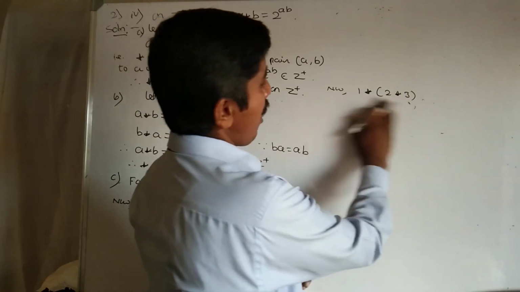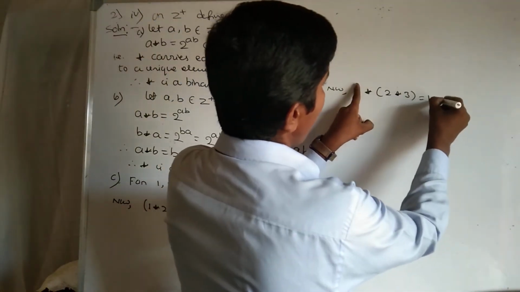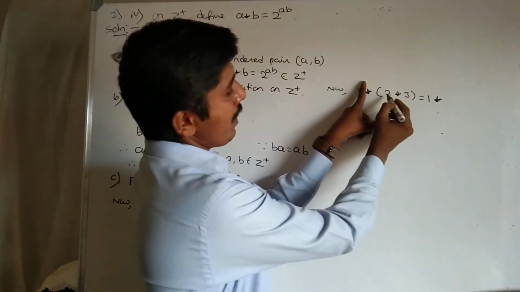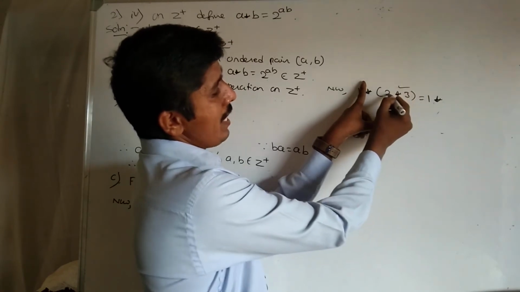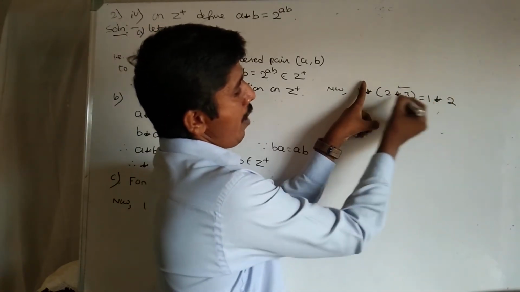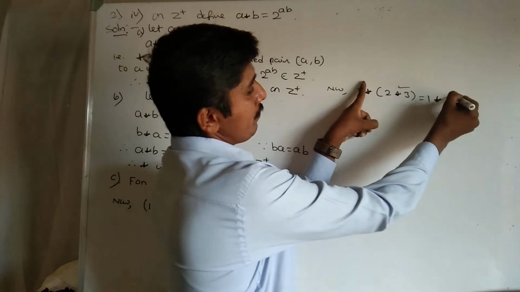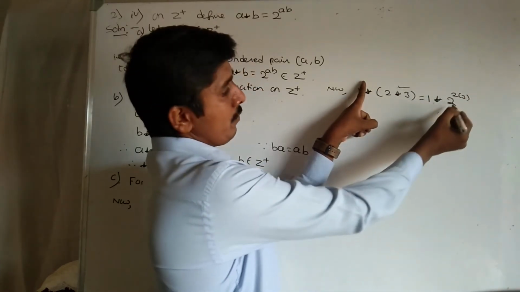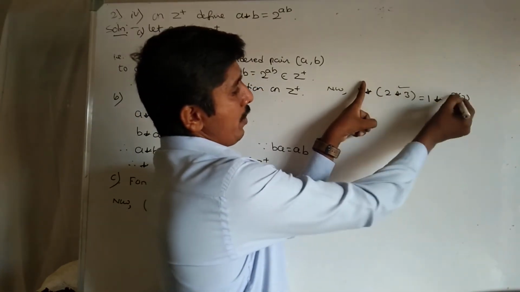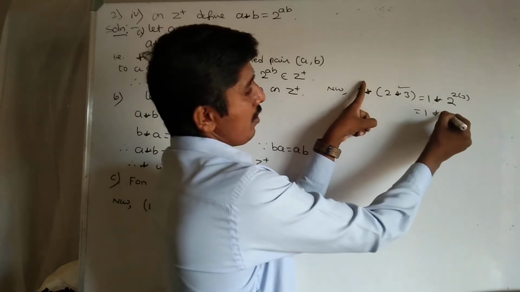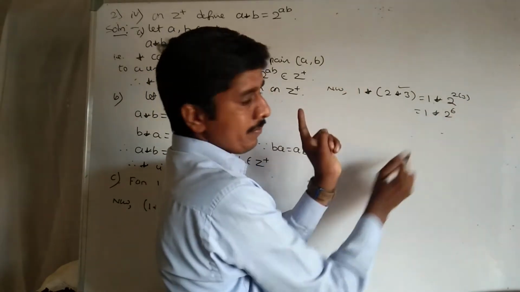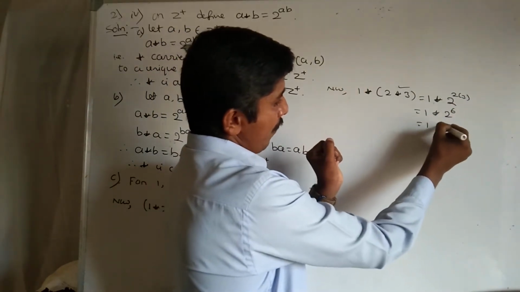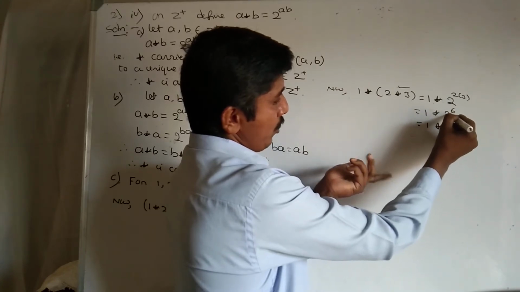RHS: 1 star (2 star 3). 1 star as it is. First within the bracket, the binary operation star defined as A star B equals 2 power A into B, so 2 into 3. That gives 1 star 2 power 2 into 3, which is 6. So 1 star 2 power 6, that is 64.